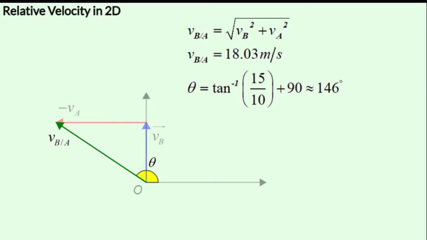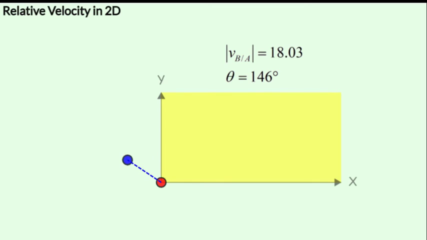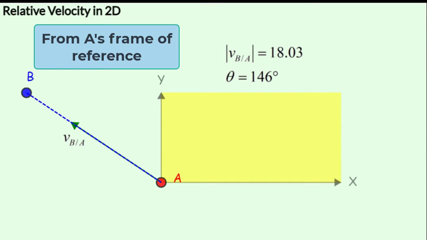Now let's put a physical meaning to the vector VB with respect to A. The magnitude of VB with respect to A is 18.03 meters per second, and the angle with the x-axis is 146 degrees. This means that from A's frame of reference, A is assumed to be at rest and sees B moving away with a speed of 18.03 meters per second at an angle of 146 degrees with the x-axis.